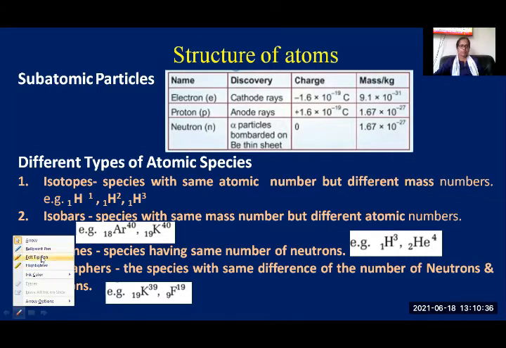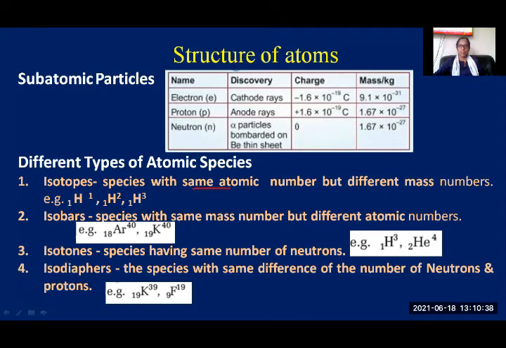So they have the same atomic number but different mass number. For example, 1H1, 1H2, 1H3. So all have what as the same atomic number? It is 1 here, 1 here and 1 here. So all have the same atomic number. But the mass number is the sum of the proton and neutron numbers.